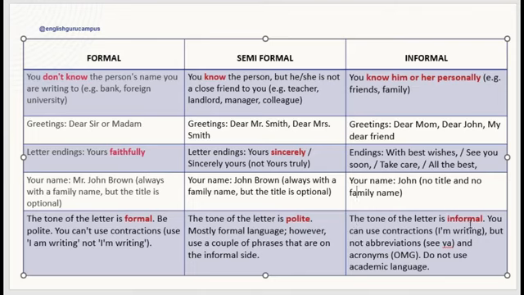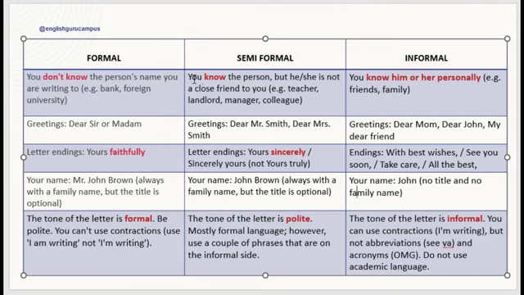The tone of the letter is informal. You can use contractions, I'm writing like this, but not abbreviations like see ya, or acronyms like OMG, or any academic language. We always write informal letters to our friends, so we don't have to use academic language.